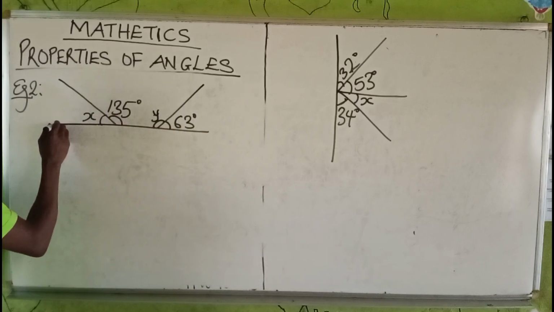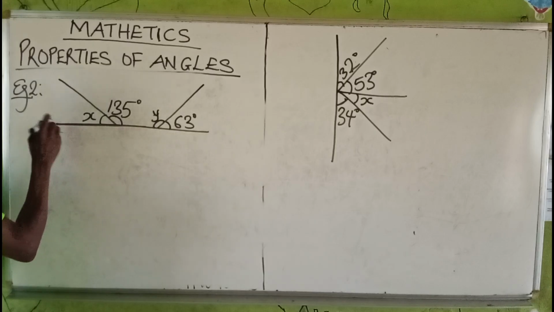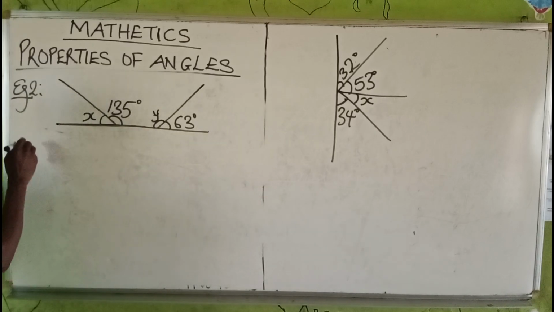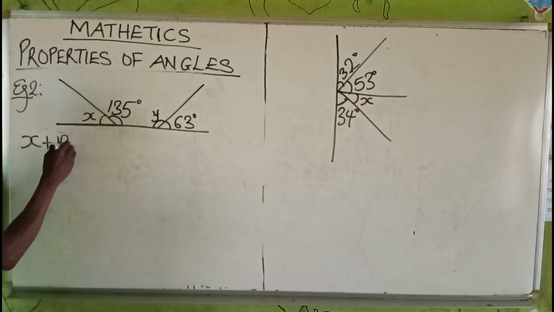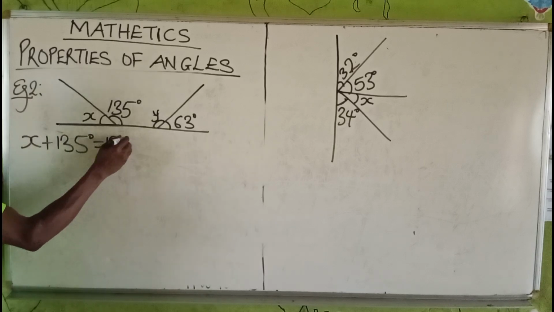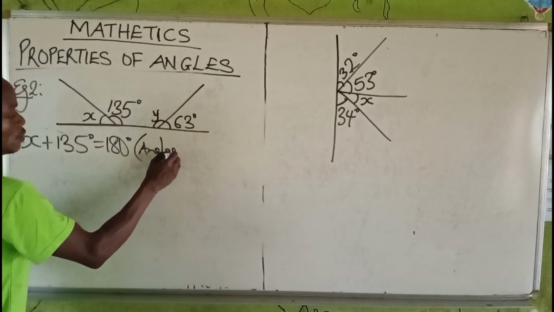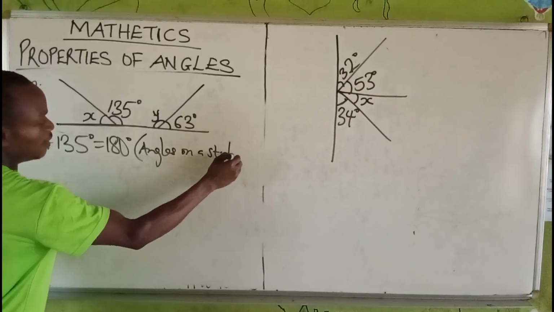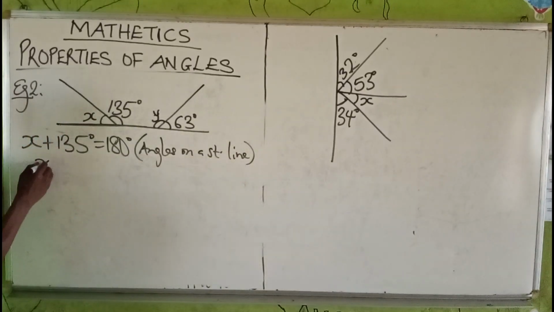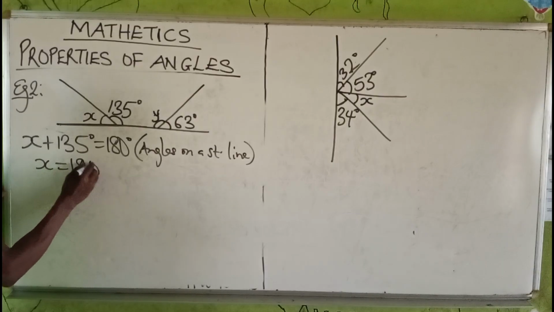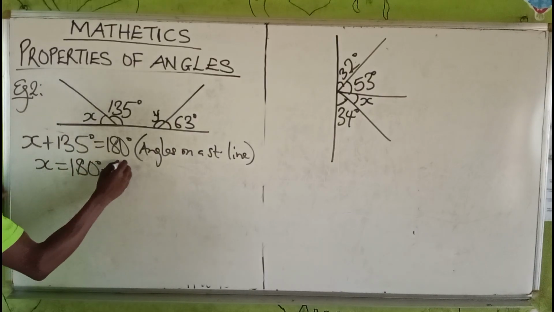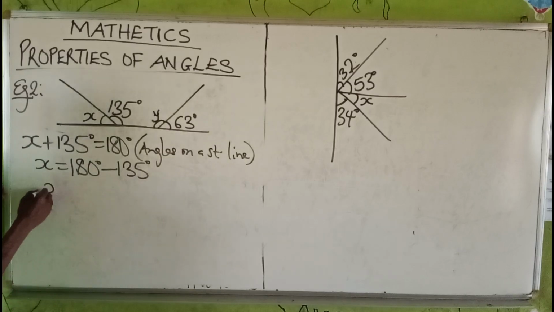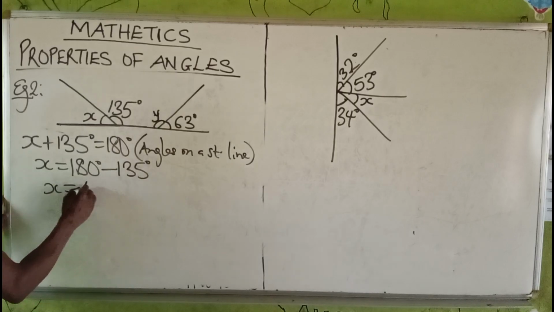Looking at X and 135, they are angles meeting on this straight line. That means angles on a straight line, meaning X plus 135 is equal to 180 degrees. Reason: angles on a straight line. Now, that means our X is equal to 180 degrees minus 135 degrees, as 135 comes this way. 180 minus 135 should give us 45 degrees. So that is our X.